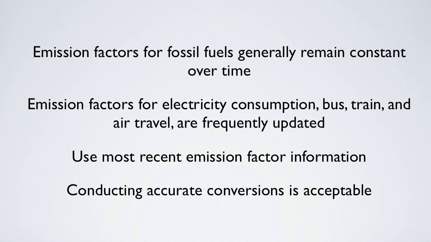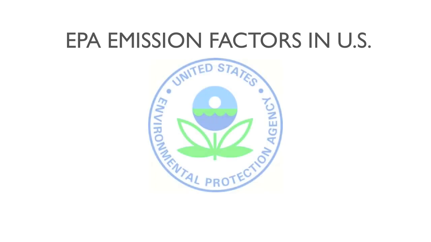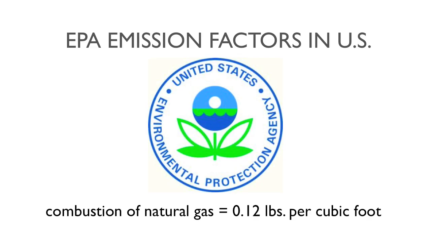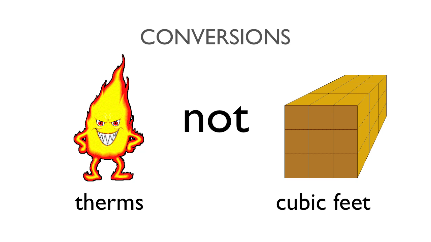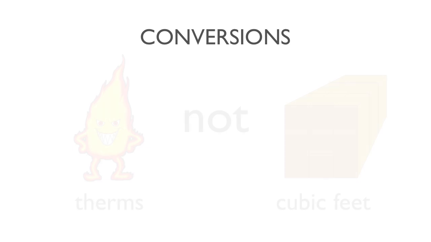For example, in the US, the EPA provides an emission factor for the combustion of natural gas at 0.12 pounds per cubic foot. But when you look at the utility bills, natural gas consumption may be expressed in therms, not in cubic feet. In this case, either the emission factor must be converted or the activity data must be converted. Both are easy to do.